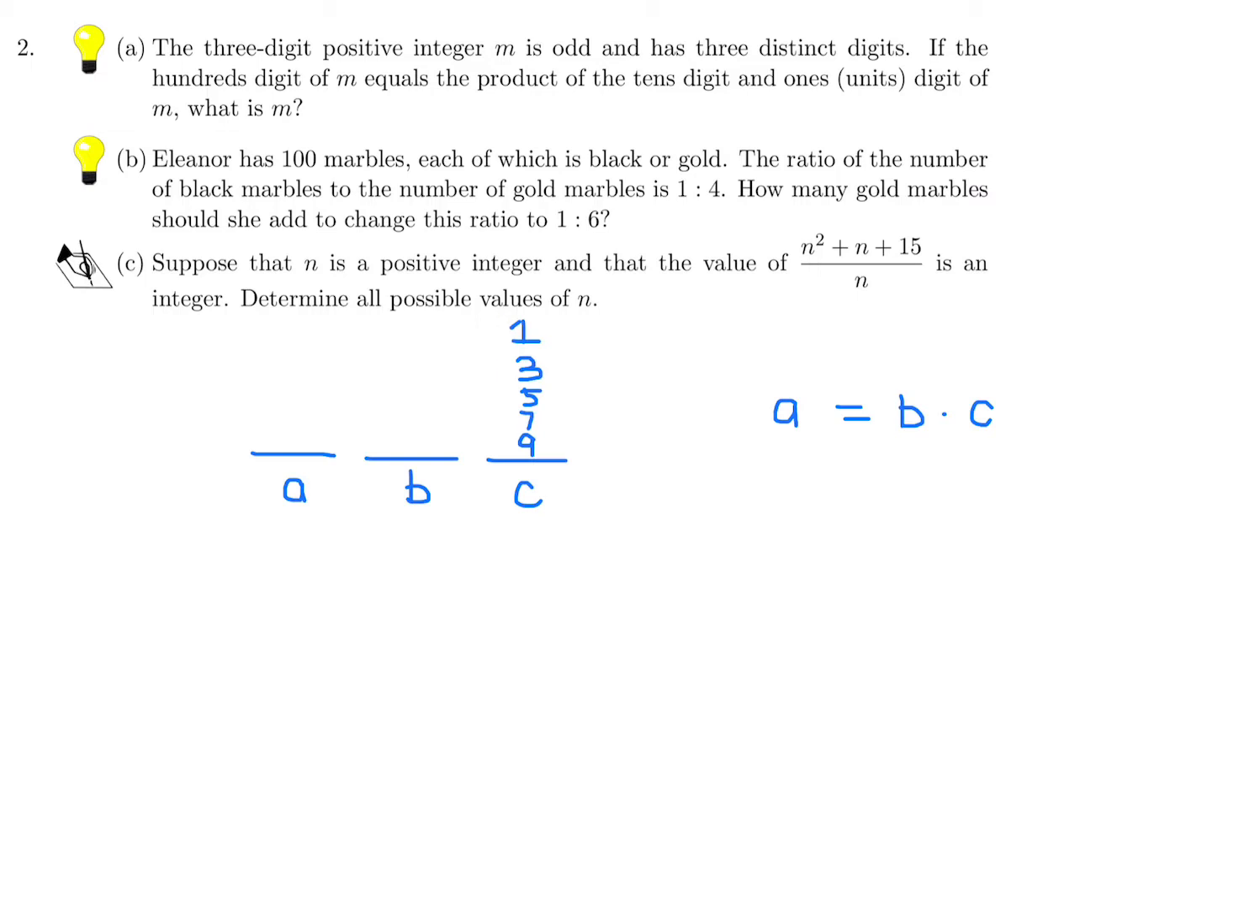If I choose 3, and I choose 1, again, I have that problem, that it's not distinct, but if I choose 2, finally, we get something that works: 6, 2, 3.